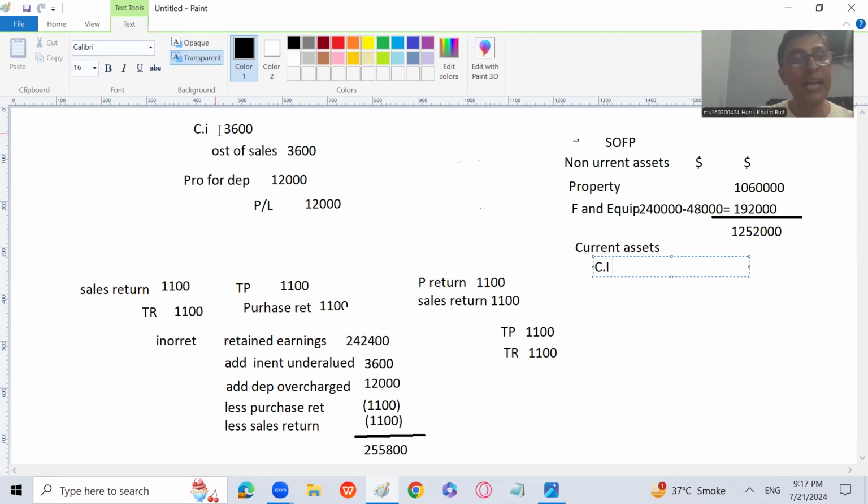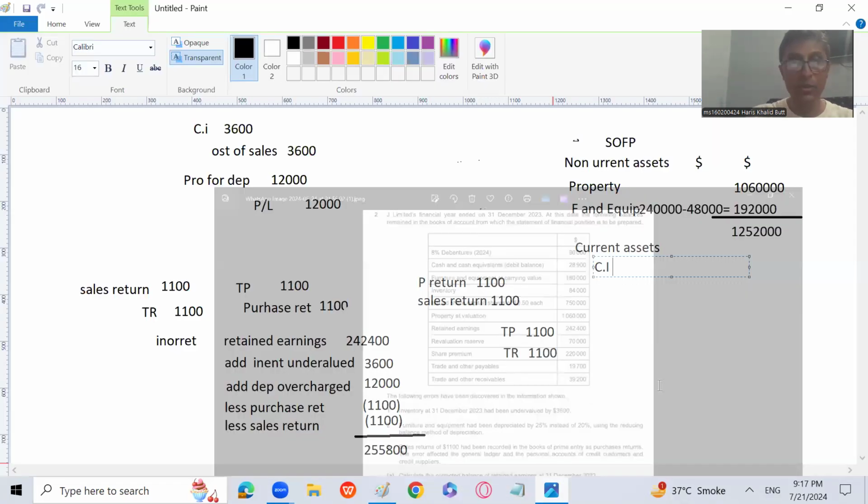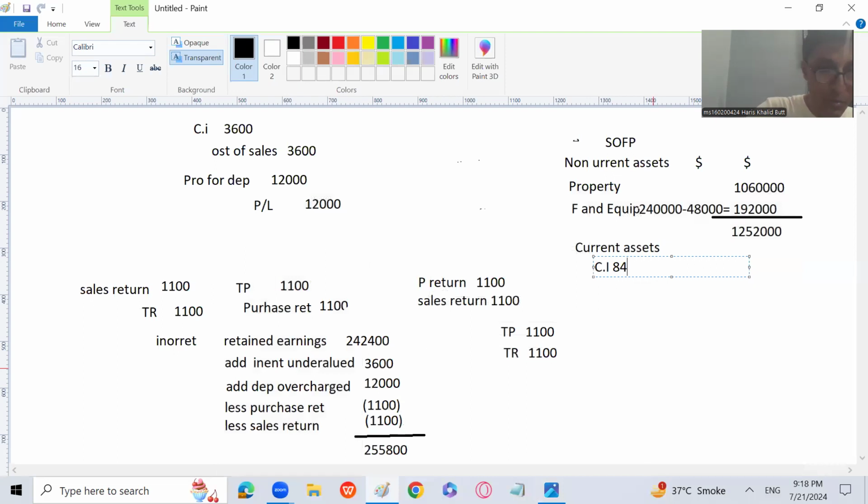So you need to add 3,600 in closing inventory because it's an asset. Asset is debited. It means that closing inventory is increasing because it is undervalued. So you have to add 3,600 in the value of closing inventory. So closing inventory is given 84,000. So I will write 84,000 plus 3,600. And the answer I will write that is 87,600.